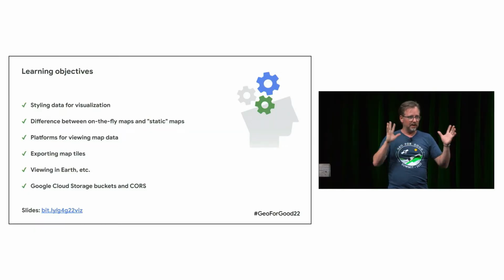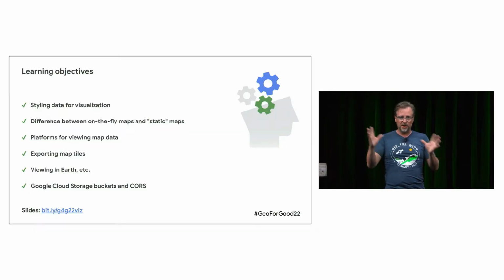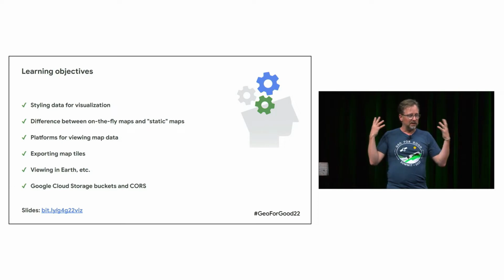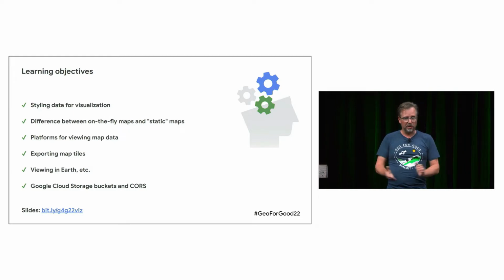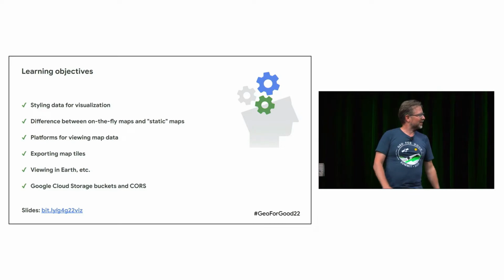So today we are going to talk about styling data for visualization in Earth Engine, raster and vector data. We're going to talk about the difference between the on-the-fly maps in Earth Engine and static maps, some platforms that you might want to bring your data out of Earth Engine into, with a focus on exporting map tiles and bringing those into Google Earth. And we'll talk about some of the details around that, such as cloud storage buckets and CORS and things like that, that we will get into.